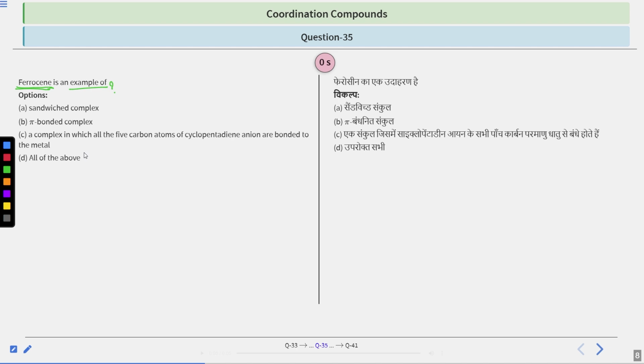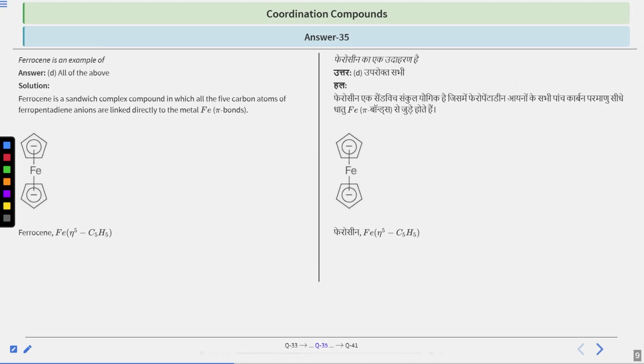Let's see. The correct answer is option D, that is all of the above. So ferrocene is an example of all of the above options given in the options. Ferrocene is a sandwich complex compound in which all the 5 carbon atoms of the cyclopentadienyl anions are linked directly to the metal iron by pi bonds. So that is why ferrocene is a sandwich complex.